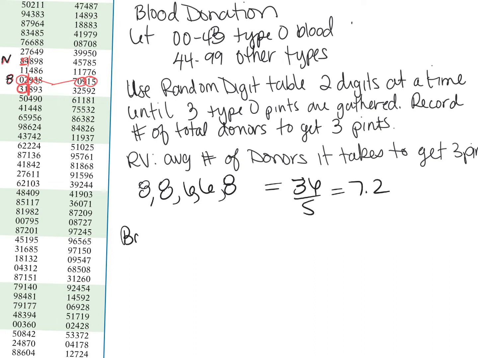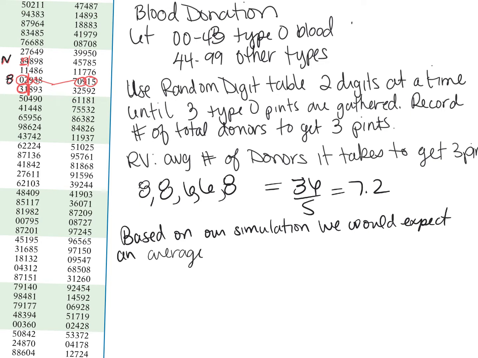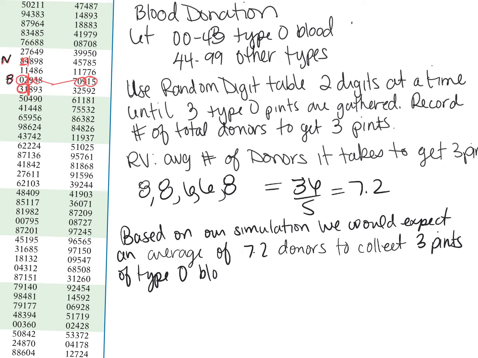So based on our simulation, we would expect an average of 7.2 donors to collect 3 pints of type O blood.